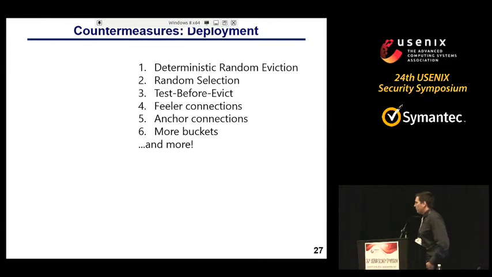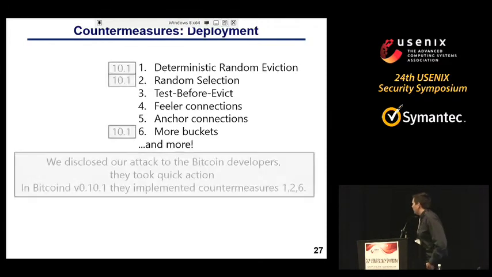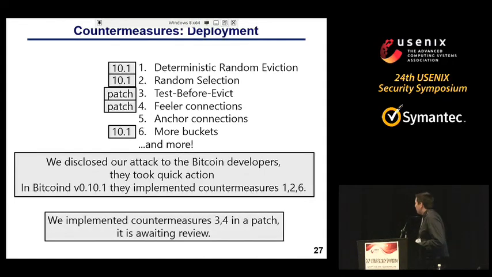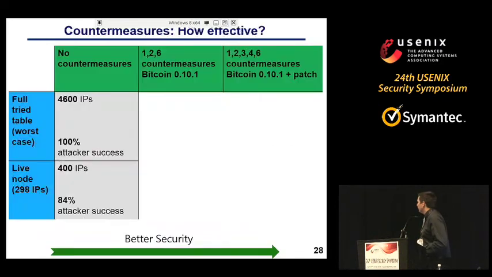So we told the Bitcoin developers about our attack, and they were awesome and took really quick action. They implemented countermeasures 1, 2, and 3 in Bitcoin 0.10.1, which has 30% public node deployment, right? 60% public node deployment right now, or last time I checked. But we felt that feeler and test before evict were also very important countermeasures. So we implemented these in a patch, and it's currently awaiting review.